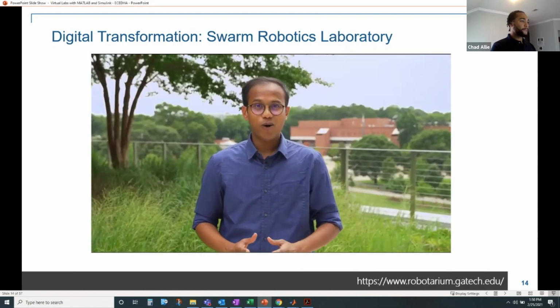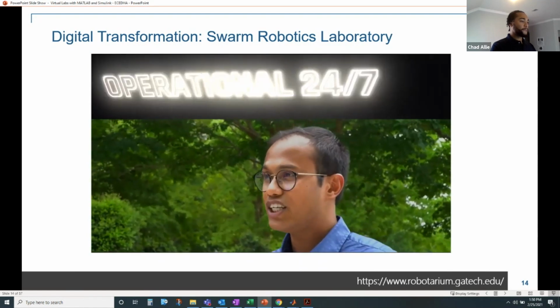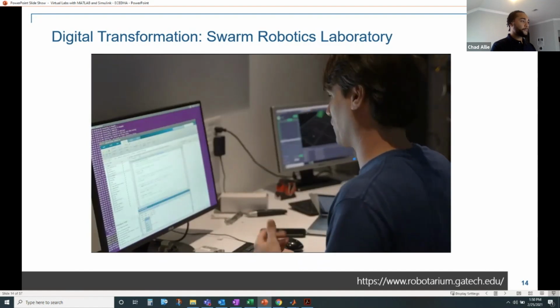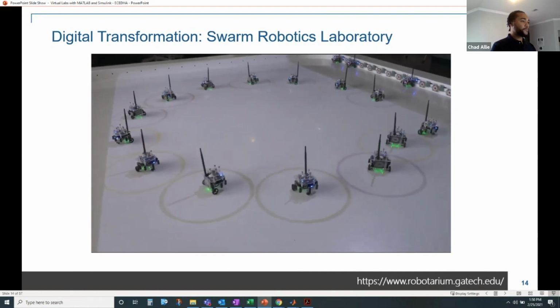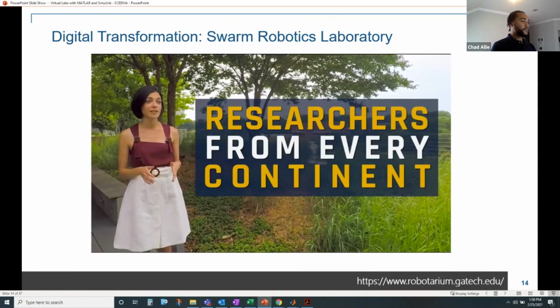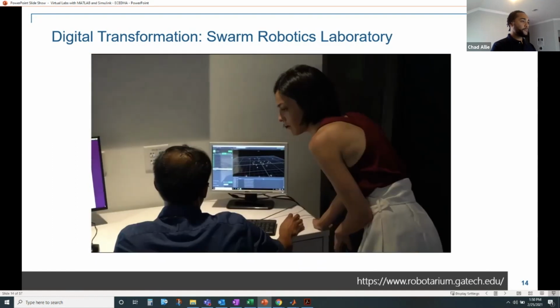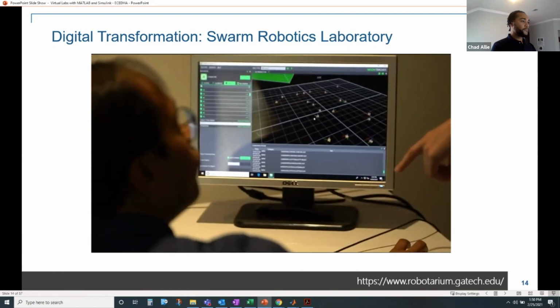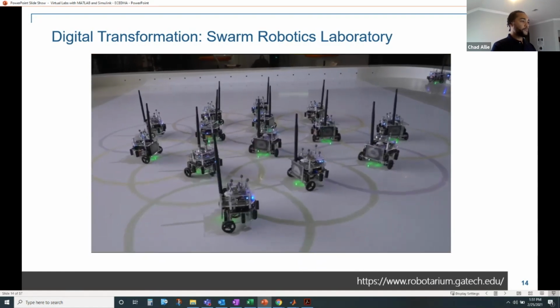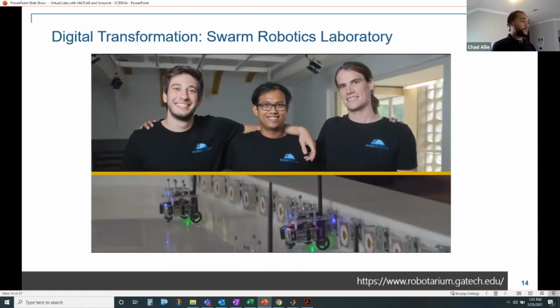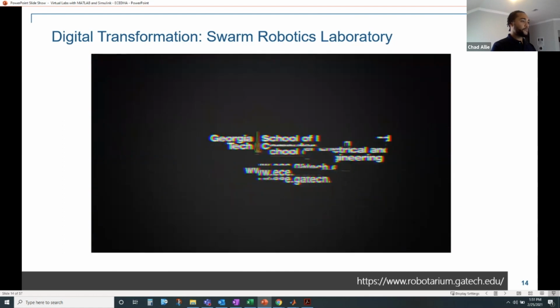One of the cool things about the Robotarium is that it is operational 24/7, which means that there are users from all across the world submitting experiments at any point of time. Researchers from every continent but Antarctica have used the Robotarium with their experiments. It's amazing to have these robots operating all the time in a room right beside where you work. That's just a special feeling.